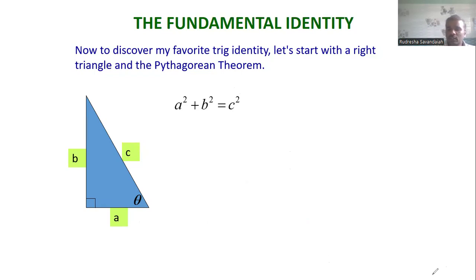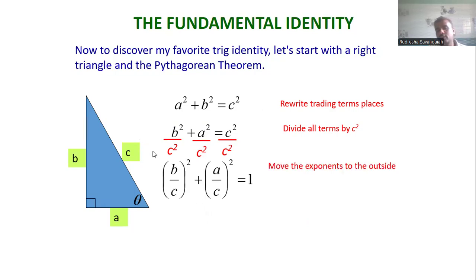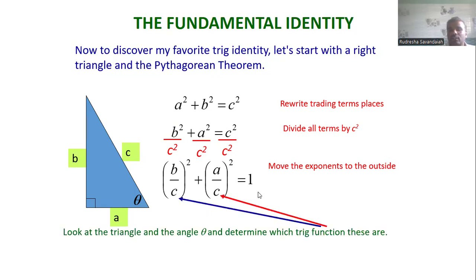What is written here in the Pythagorean theorem: C is equal to the square root of A square plus B square. That is the Pythagorean theorem. Now rewrite, dividing each term by the term C square. We get B by C whole square plus A by C whole square equals 1.